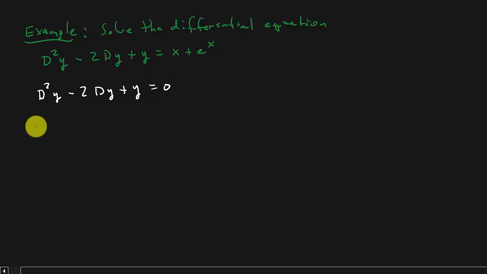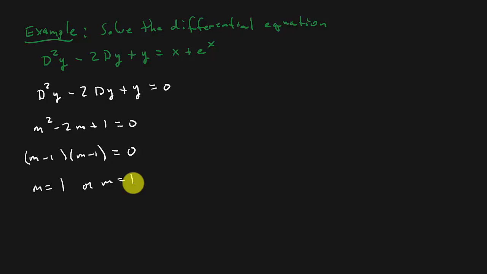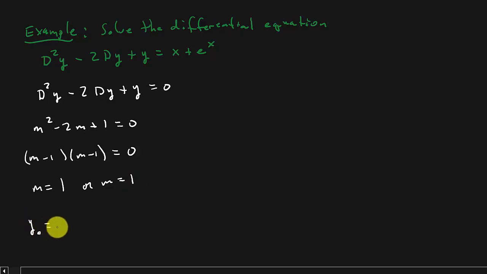So we've got m squared minus 2m plus 1 equals 0. So that's m minus 1 times m minus 1 equals 0. So we've got m equals 1 or m equals 1. It's a repeated root. So do you remember about the repeated root when you get a repeated root? So yc is equal to c1 e to the 1 times x, which is x, plus c2 x e to the 1 times x, which is x.